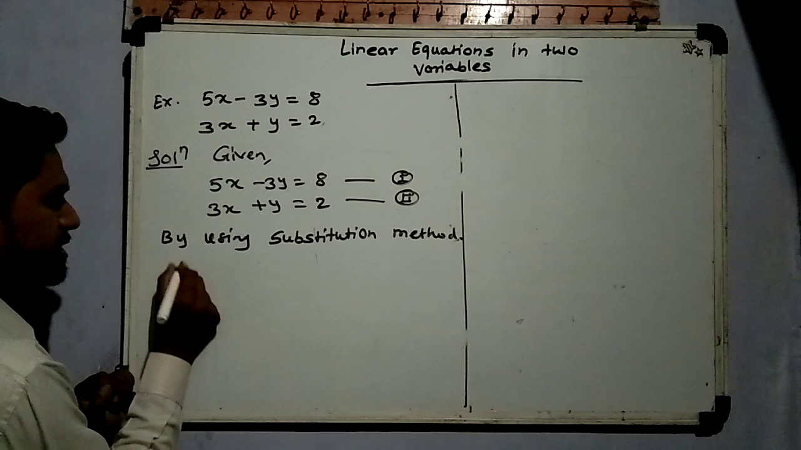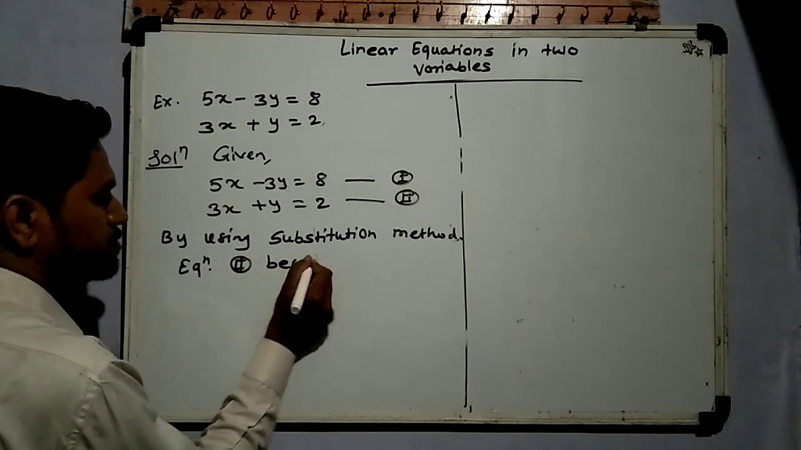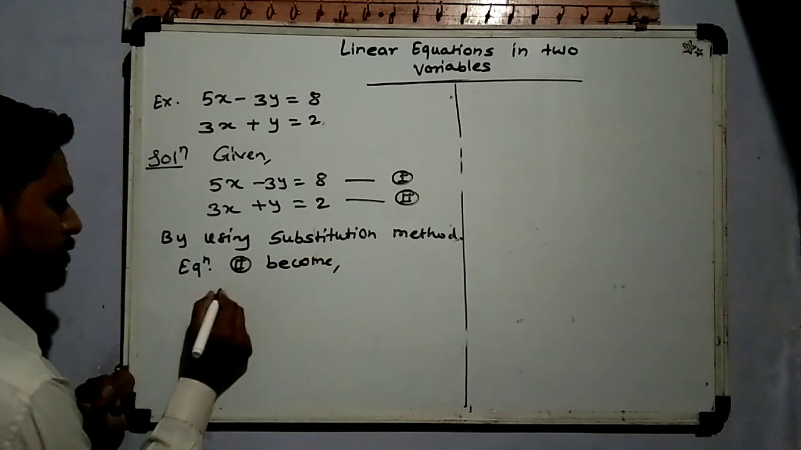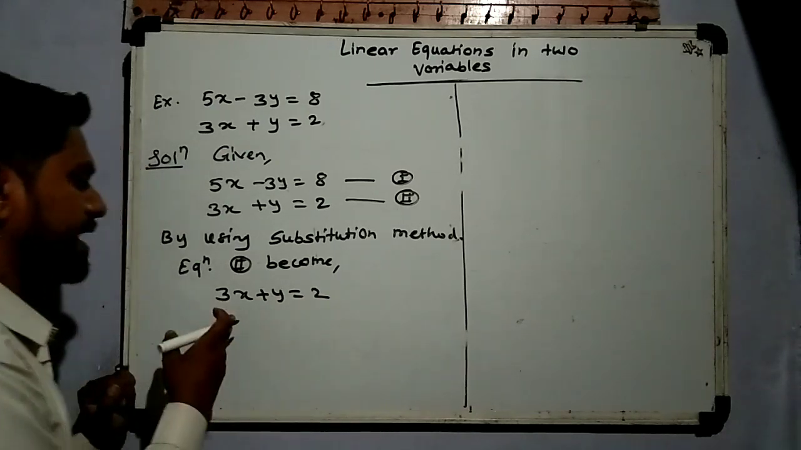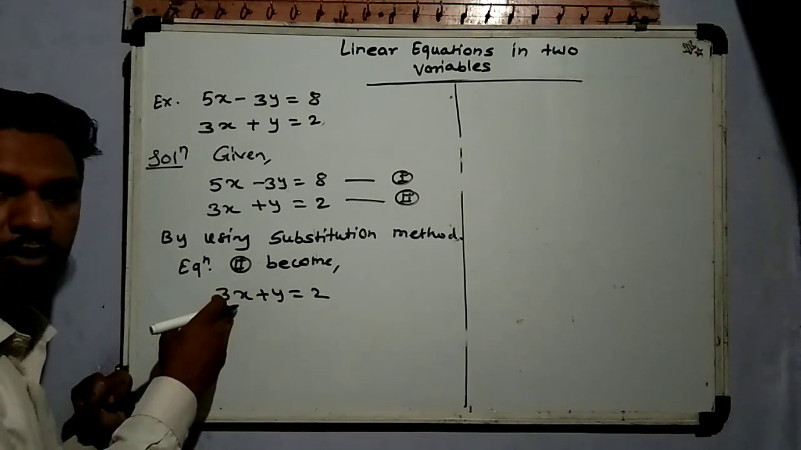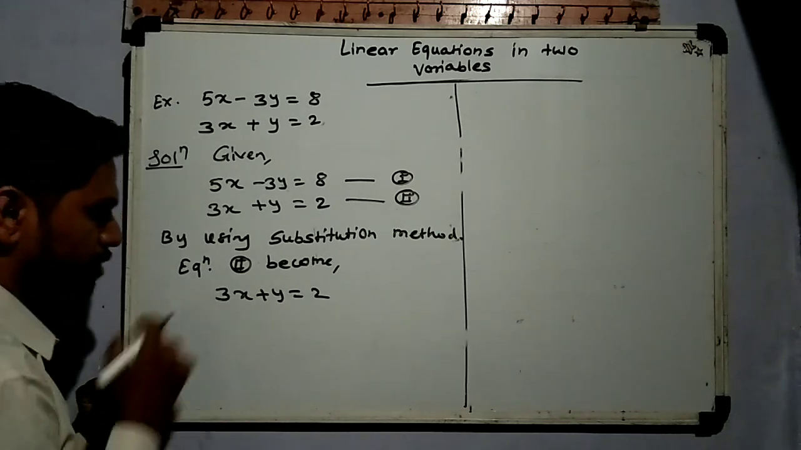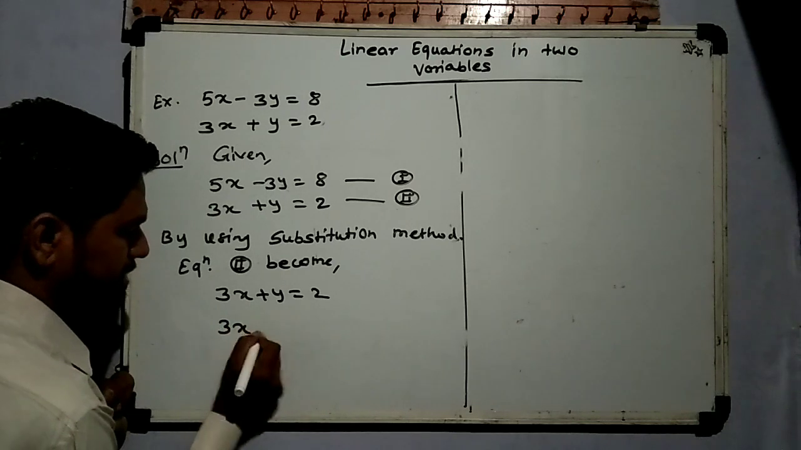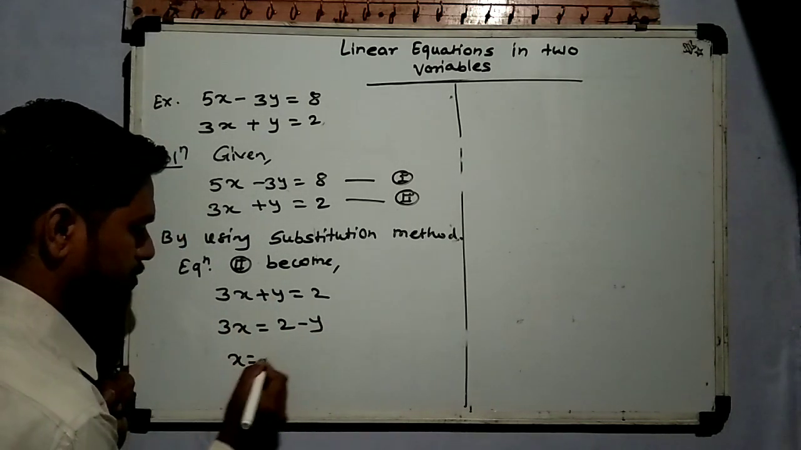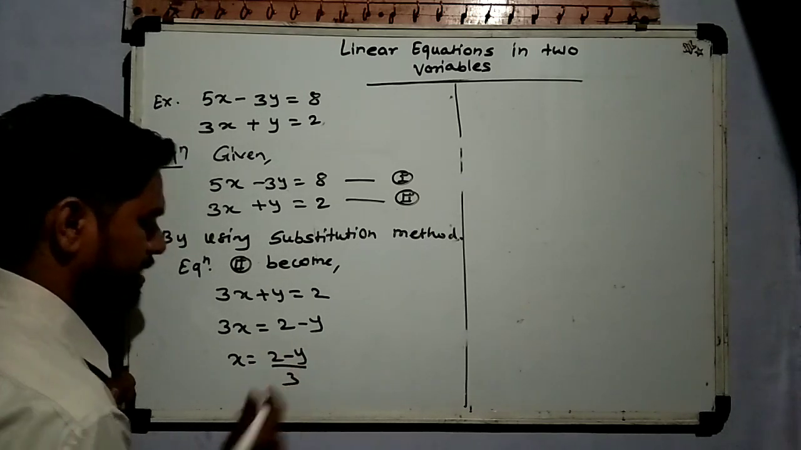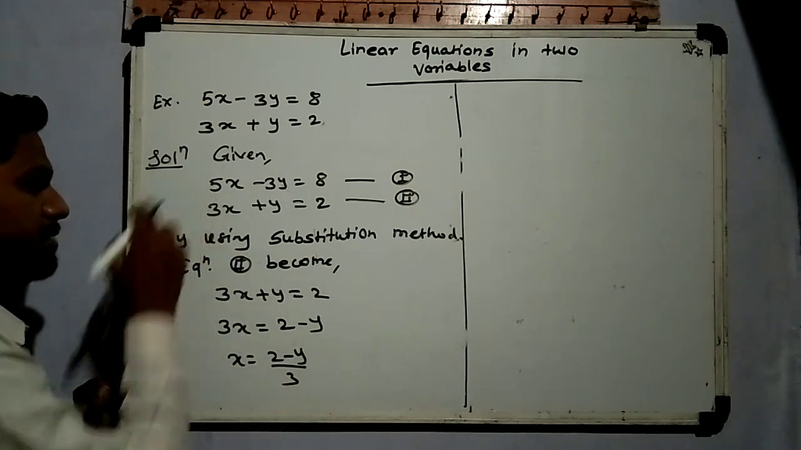So see, what is equation number 2? 3x plus y is equal to 2. So you can get the value of any variable, maybe x, maybe y. Okay, if you want the value of x, then 3x is equal to 2 minus y, so x is equal to (2 minus y) divided by 3, and substitute this value of x in equation number 1.